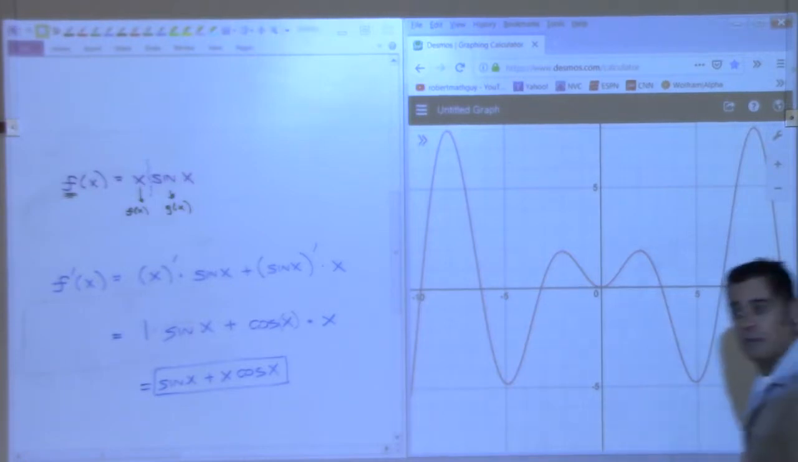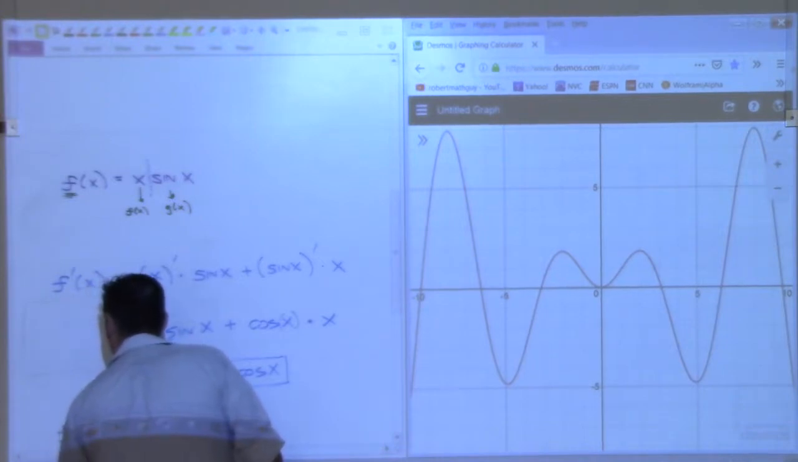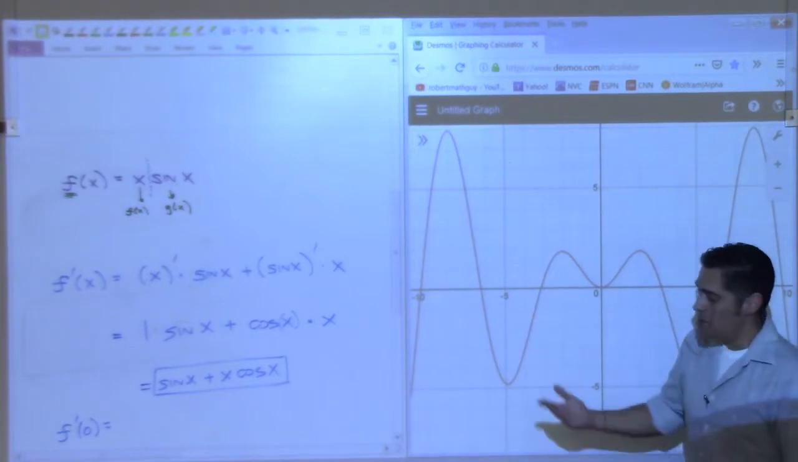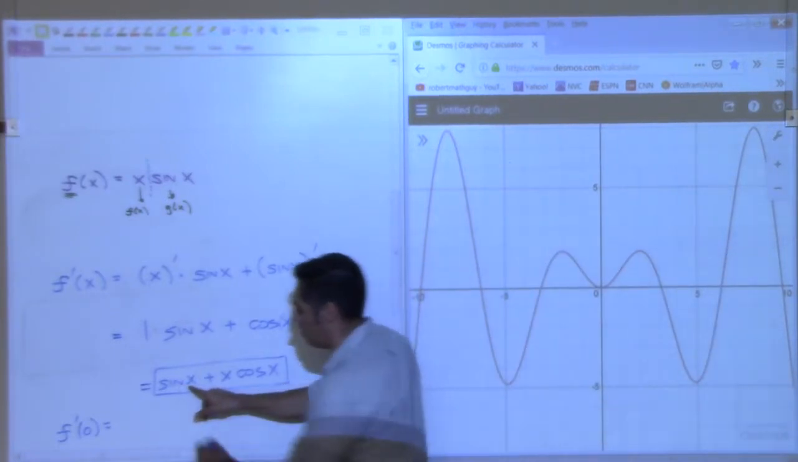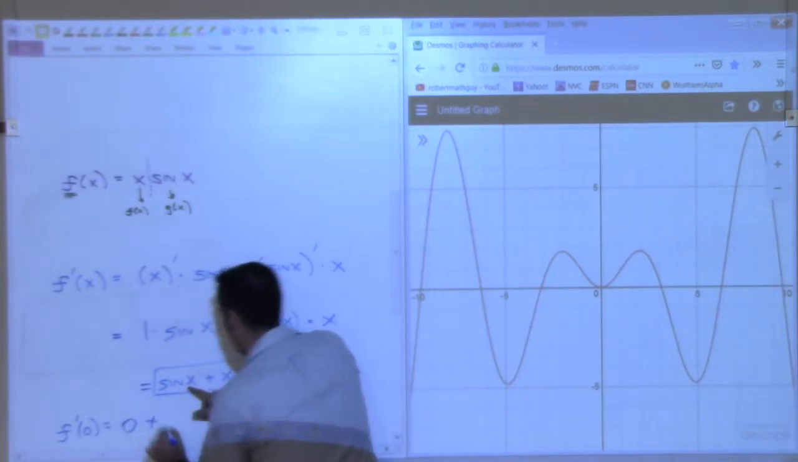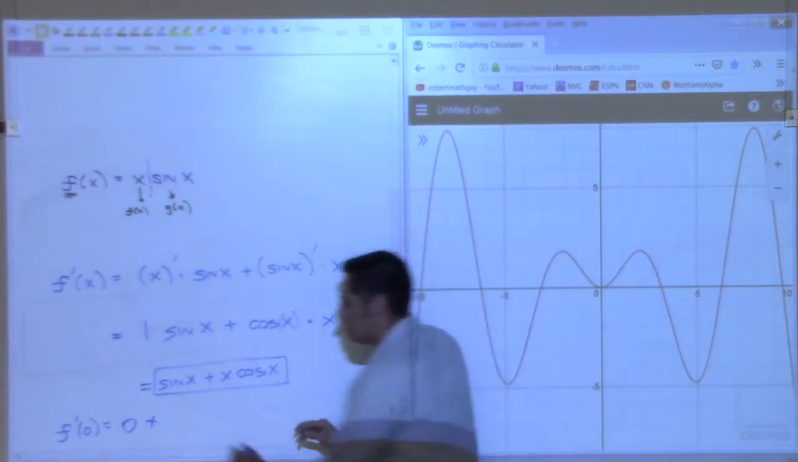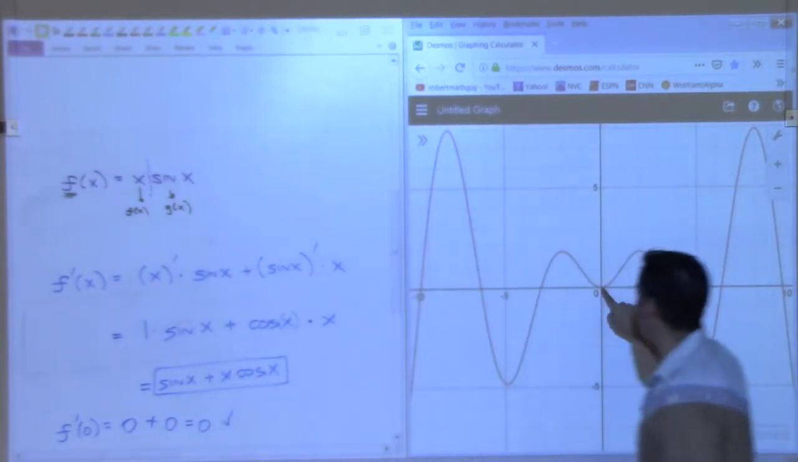Now let's check. What's the derivative at 0? What should it be? It should be 0. Let's see what we get. If I replace x with 0 here, sine of 0 is 0. Plus, and then check this out. 0 here kills this, doesn't it? So you wind up getting 0. And that looked like it was right.